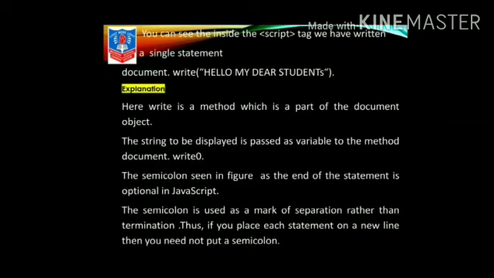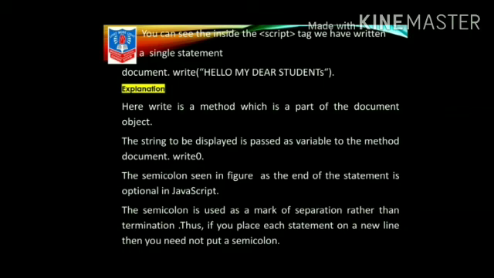Children, you can see that inside the script tag we have written a single statement, document.write, hello my dear students. Now I will explain the program. Here write is a method which is a part of the document object. The string or line to be displayed is passed as an argument to the method document.write, with brackets open and closed.